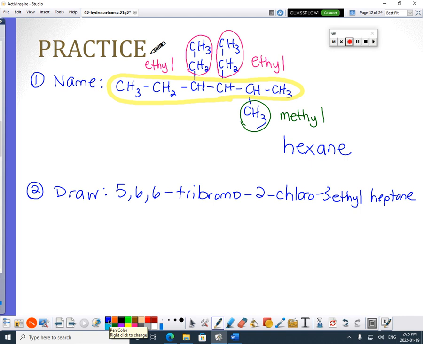But we followed the first rule. We found the longest chain. What's the second rule? The lowest numbered carbon. That has nothing to do with alphabetical. We don't care, okay? So again, take a look at this molecule.